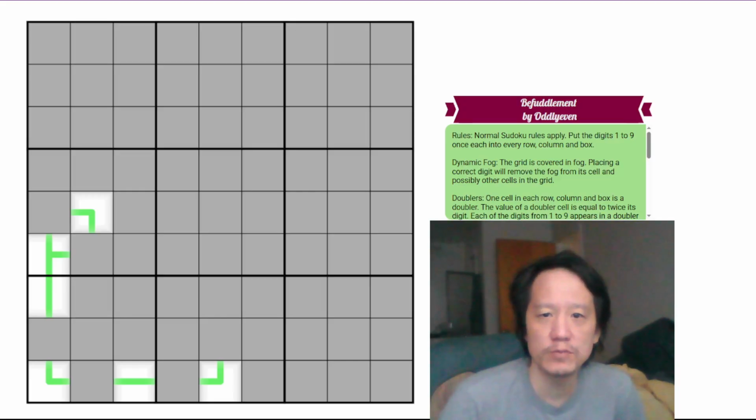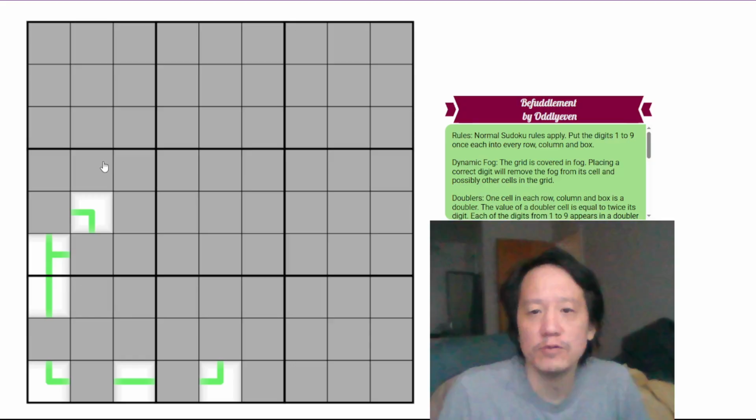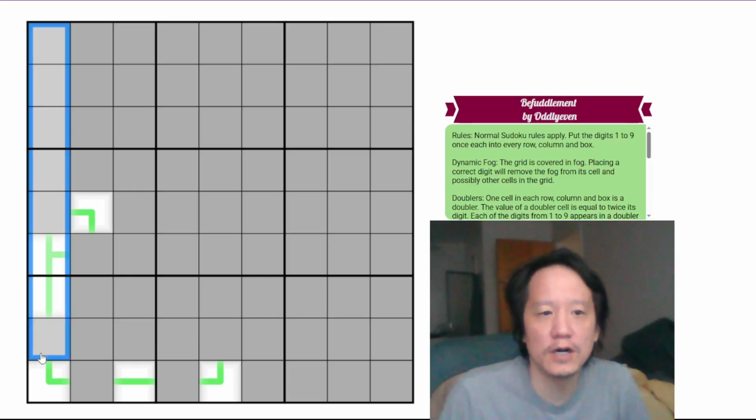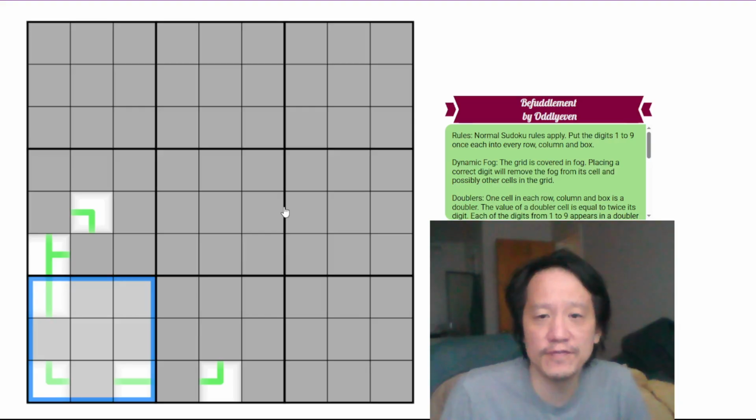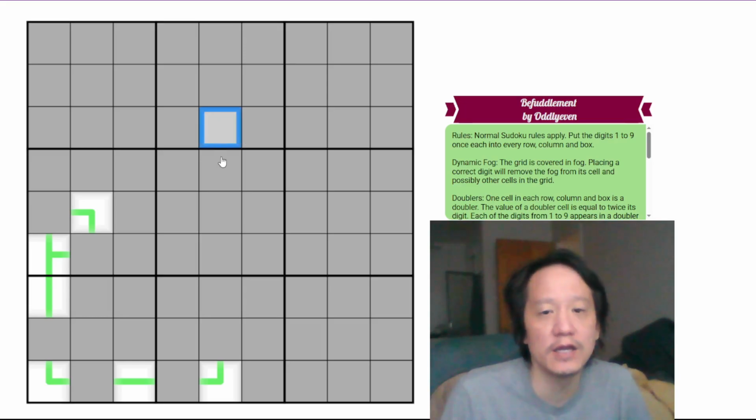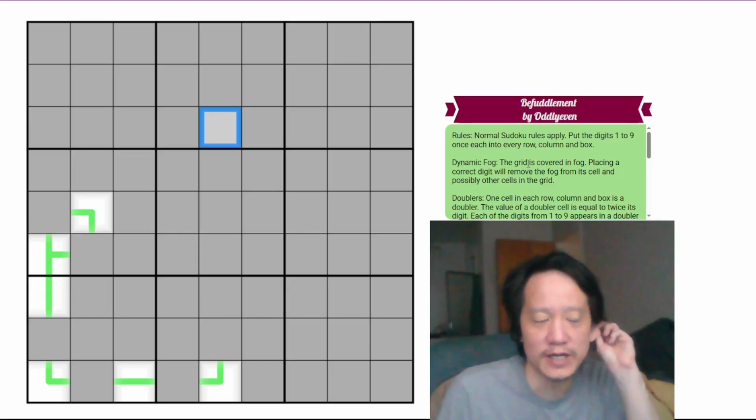We have normal Sudoku rules apply, which means put the digits 1 to 9 once each in every row, column, and box. We have dynamic fog, where the grid is covered in fog. Placing a correct digit will remove the fog from its cell and possibly other cells in the grid. I like this type of fog because it sort of gives you the dopamine hit every time you get a digit correct.